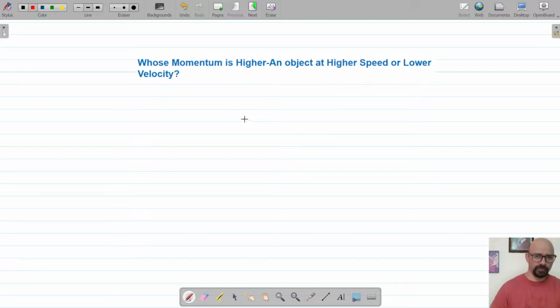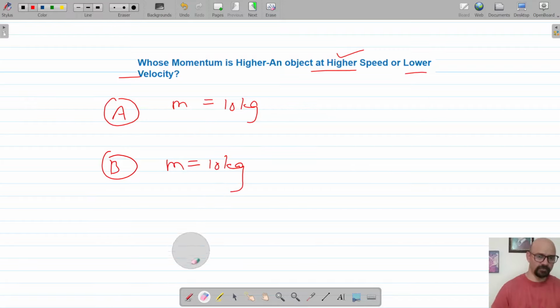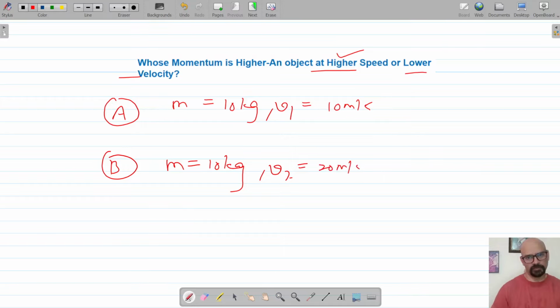Okay, whose momentum is higher, an object at higher speed or lower speed? In this case, let's consider the same example. Let's say this is object A and this is object B. Now we have to vary the speed. Let's say the mass of both these objects is 10 kg, so the mass is the same. The velocity of the first object is, let's say, 10 meter per second, and the velocity of the second object is, let's say, 20 meter per second.